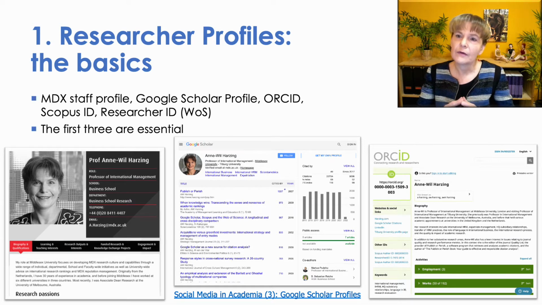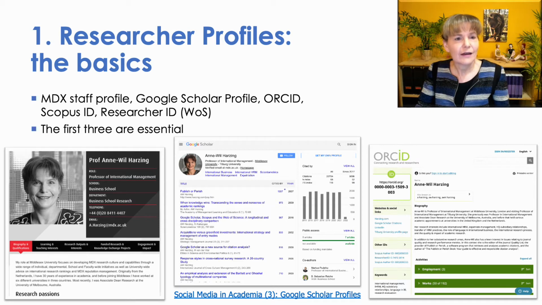Your Scopus and Web of Science ID are a bit less important as they have less public visibility, but if you do have some time to spare, I suggest you take a look at them and ensure that they are complete and error-free. I will discuss your staff profile and why you really need to invest an hour or so to make sure that it is comprehensive and up to date in the next slide.